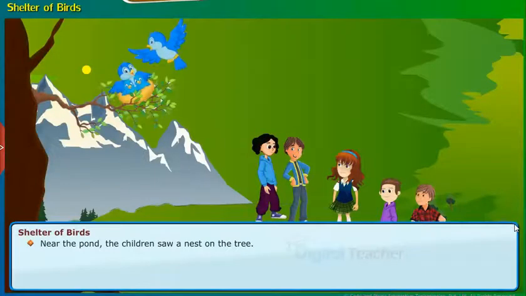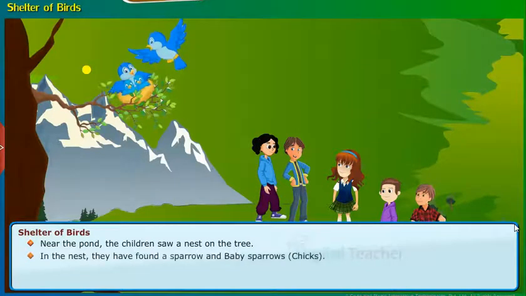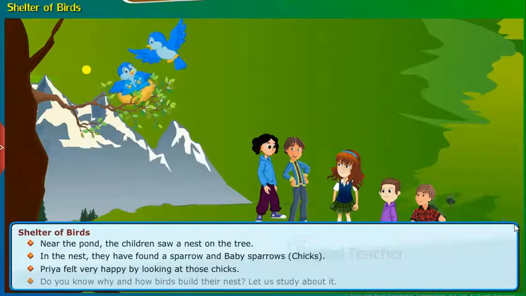Near the pond, the children saw a nest on the tree. In the nest, they have found a sparrow and baby sparrows, chicks. Priya felt very happy by looking at those chicks. Do you know why and how birds build their nest? Let us study about it.